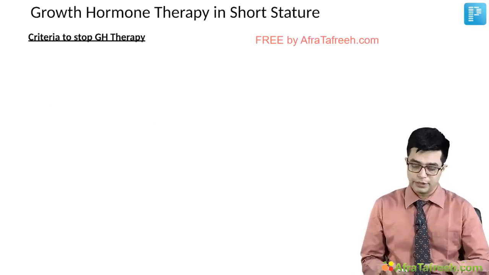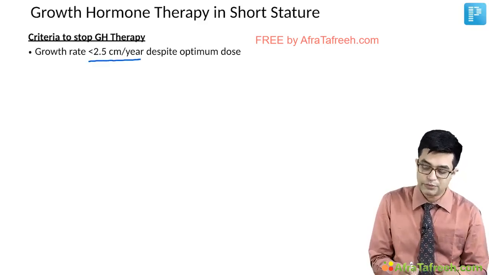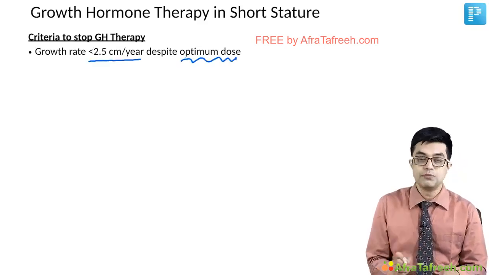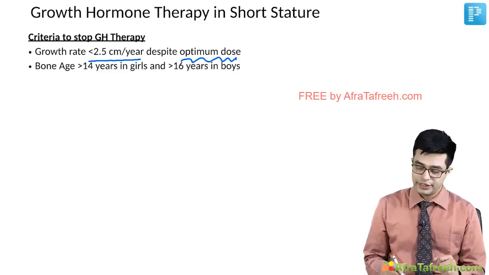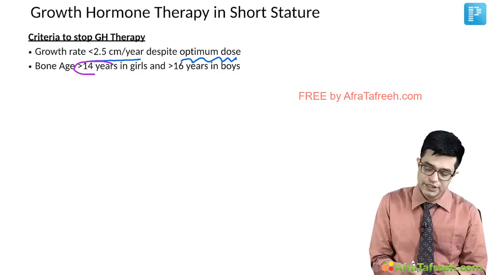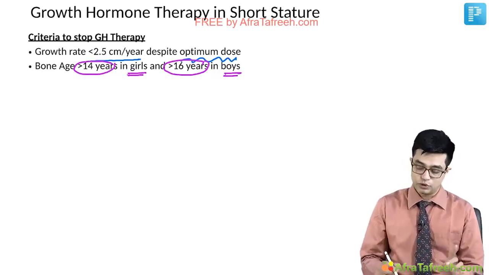When do you have to stop it? You will stop it when the growth rate is less than 2.5 centimeter per year despite optimum dose. Secondly, when the bones have started fusing. If the bone age is more than 14 years in case of girls and more than 16 years in case of boys, that is indication or criteria to stop growth hormone therapy.